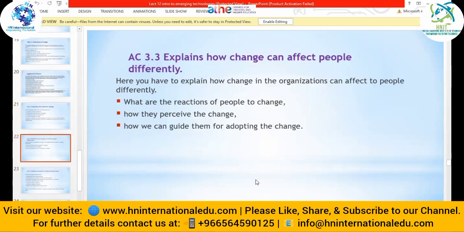Explain how change can affect people differently. There must be many articles about that also. Here you have to explain how change in the organization can affect people differently. What are the reactions of people to change?